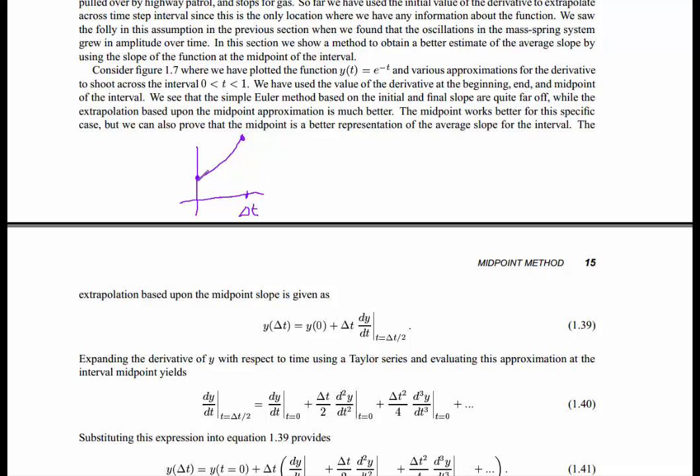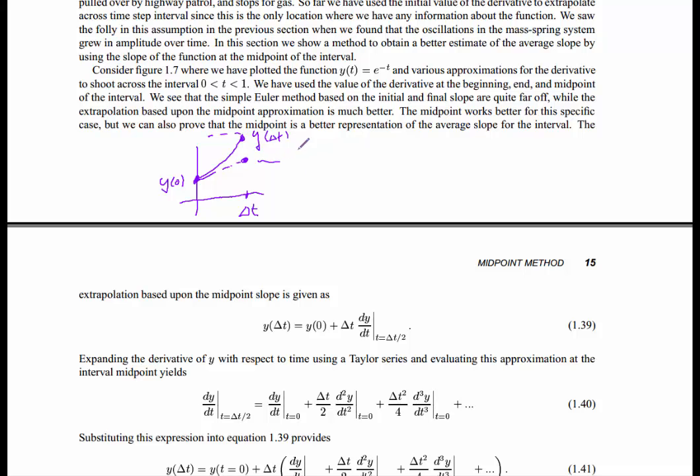Now, what does Euler's method do? Euler's method says you start here, and I can call that y0 or y of 0. And then to try to estimate here y of delta t, the height here is y of delta t, what do you do? You take the derivative.